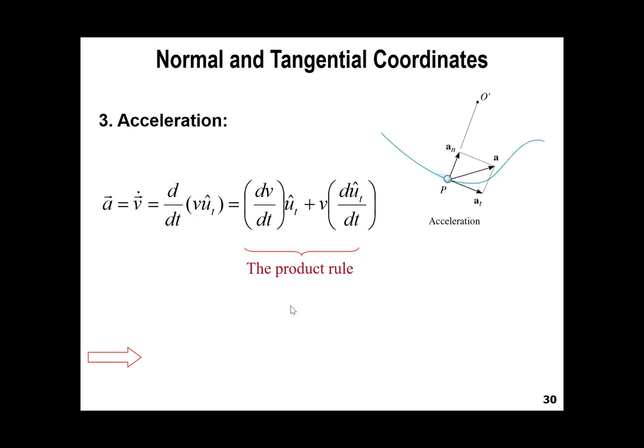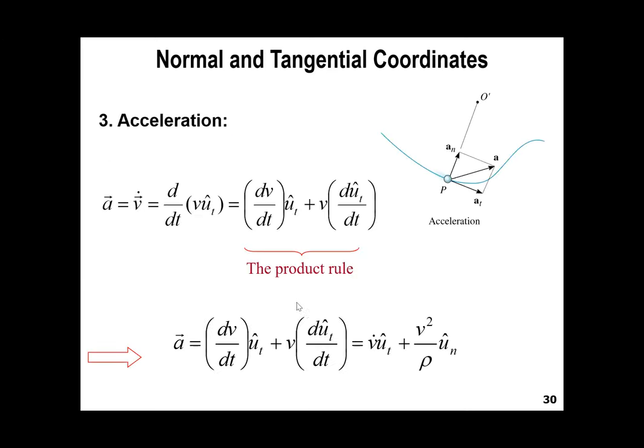And when you do that, at the end, you end up with two components of acceleration. One is tangent to the path of motion, and one is perpendicular to the path of motion. So you have tangential acceleration and normal acceleration. Tangential acceleration comes from the change of the value of the velocity. For example, you go from 60 miles per hour to 72 over a few seconds, that change of velocity is v dot.